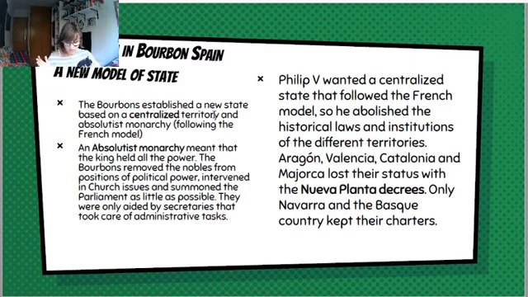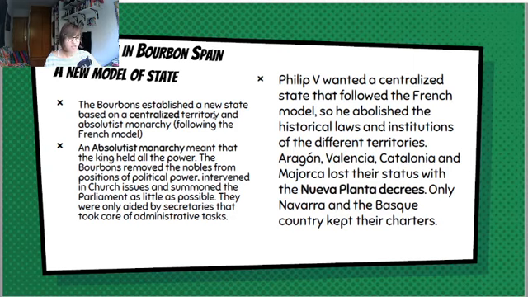Spain was divided into provinces. For example, the intendant was introduced to collect taxes. The local government also changed some things. This is what we call the Nueva Planta Decrees. The Nueva Planta Decrees said that all Spain has to have the same institutions.